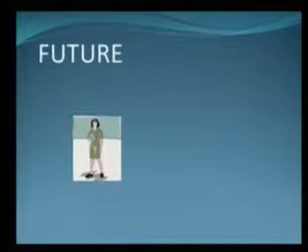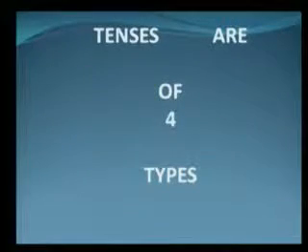Bhoot Kal. Coming to the future tense. Things which has to be done in the future. Future is not predicted. Present, then past and future. So there are basically three types of tenses. On those three types of tenses, now we can classify the tenses again into four types. Let us see which are those four types of tenses.